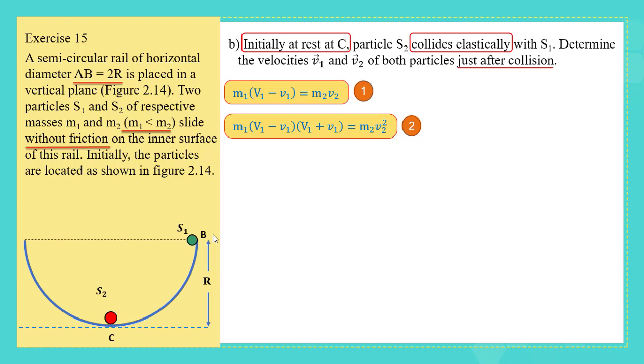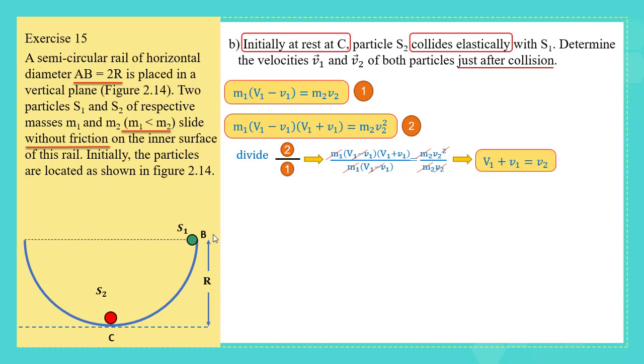How should we solve these two equations? We are going to divide equation 2 by equation 1. Writing these two equations like this, we can reduce m1 by m1 and v1 minus v1 by v1 minus v1. On the other side, we can reduce m2 by m2 and v2 by v2 from the denominator. Finally, we can write it as v1 before collision plus v1 after collision equals v2 after collision. We still have two unknowns, v1 and v2. We're going to name this one equation 3.